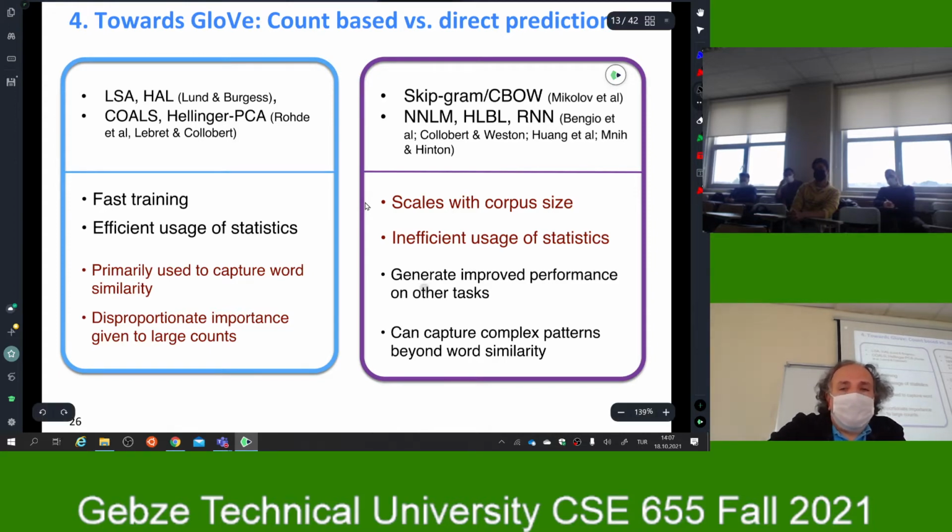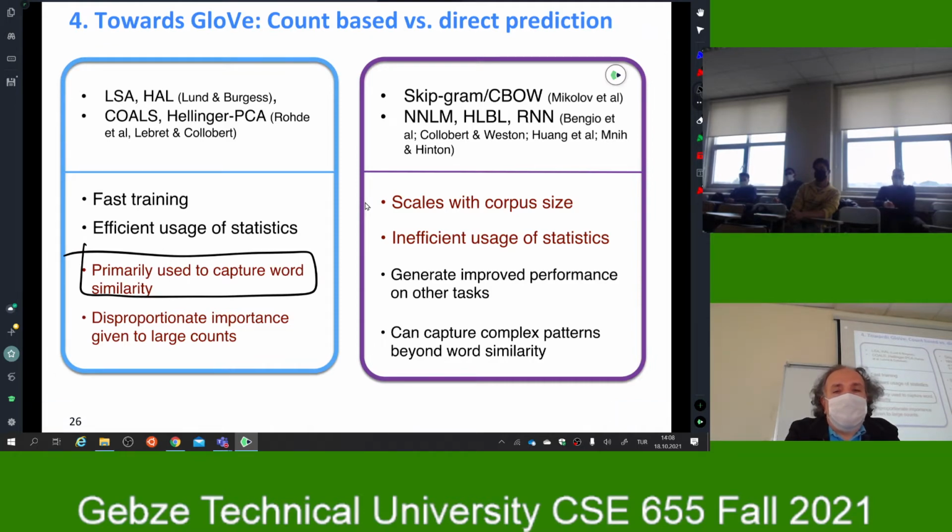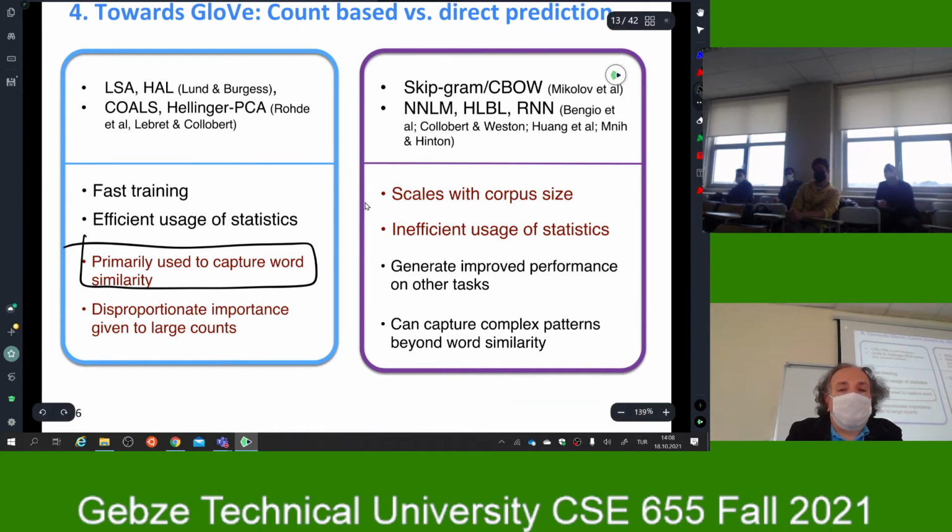Another nice thing is that it works very well on other tasks, not just for similarity. It is not just for word similarity. It works very well for other tasks, and we are going to see what kind of other tasks we can do. It can capture complex patterns beyond word similarity, about the meaning, about the syntactic patterns, and so on. We are going to see some of these later. Okay, good.